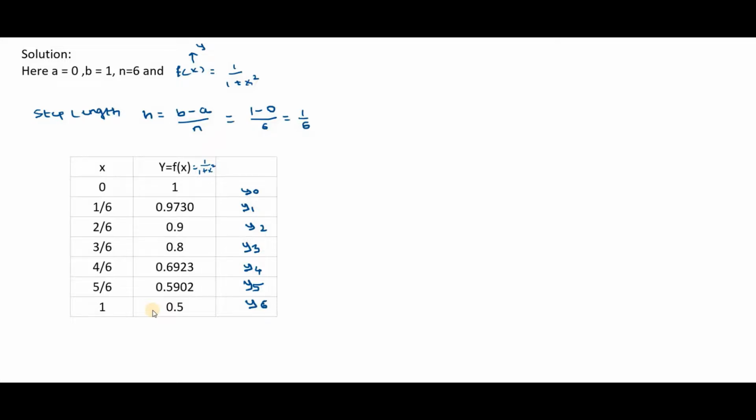We have to find the value of integration 0 to 1 dx divided by 1 plus x square by using trapezoidal rule. So by using trapezoidal rule means now you have to use the trapezoidal formula. By trapezoidal rule. So first I will write the formula for the trapezoidal rule.